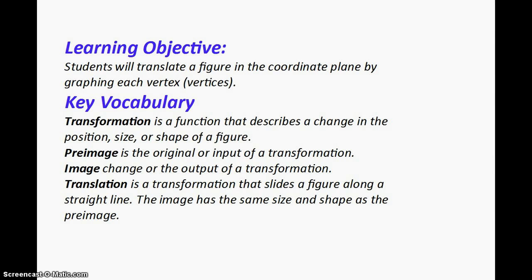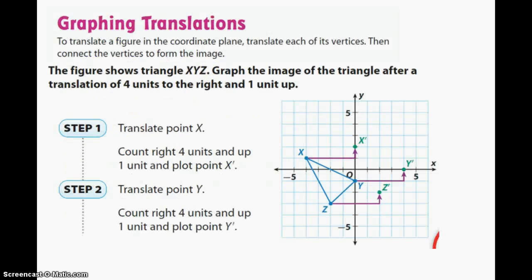Our learning objective: students will translate a figure in the coordinate plane by graphing each vertex, and I put in parentheses, vertices. Again, we're looking at the vocabulary of transformation, pre-image, image, and translation. I know they'll change for you here when we get to 12.2, but just make sure you definitely understand what these are.